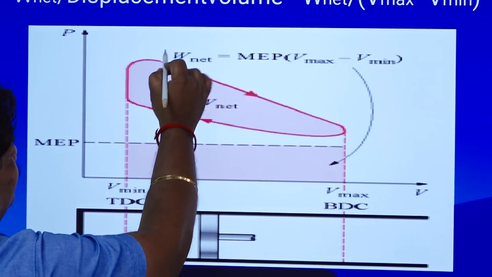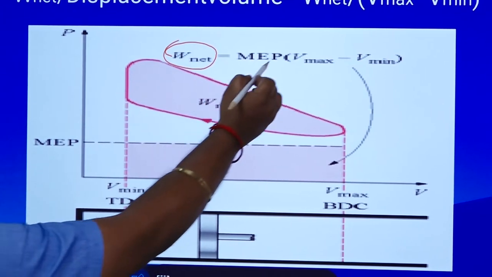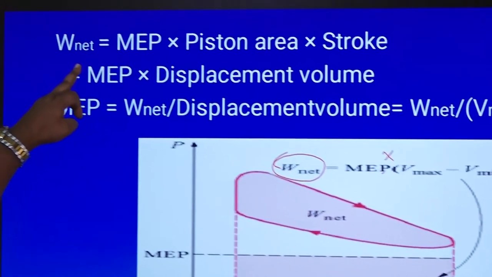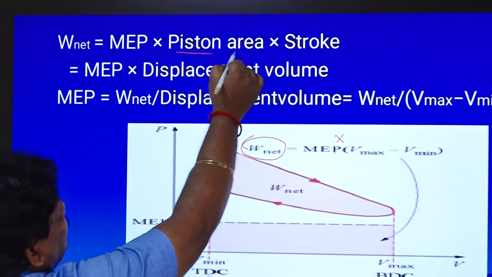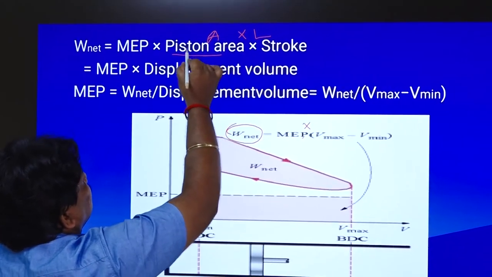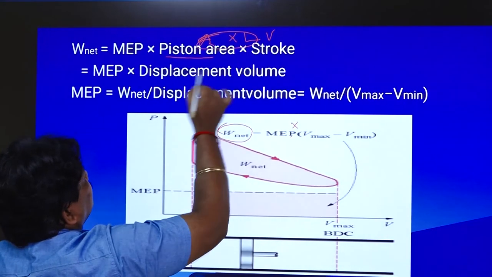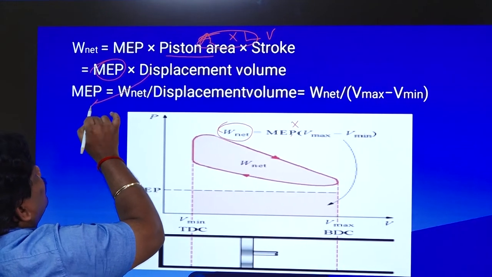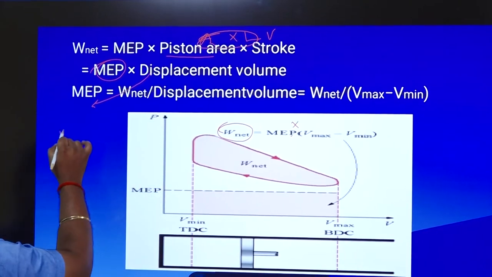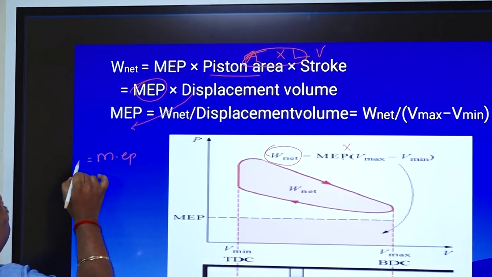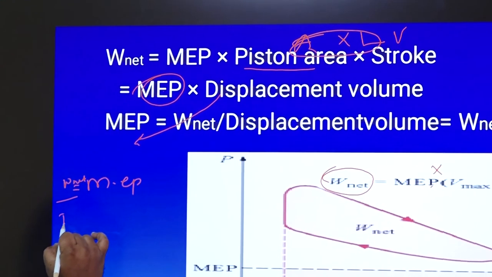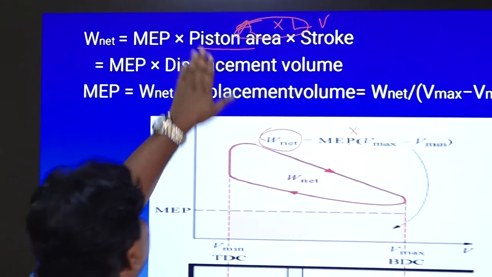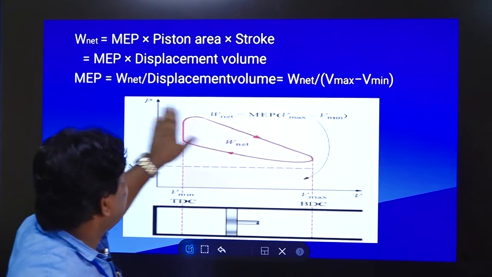So with this, if you want to find the net work done, you can see it is the product of the mean effective pressure and the volume. Net work is mean effective pressure into piston area into length. This area into length is nothing but a volume, that is, the displacement volume. So if you want to find the mean effective pressure, you bring the displacement volume to this side and keep MEP as it is. So MEP will be equal to W net divided by the displacement volume. With this you can find the mean effective pressure for any engine.